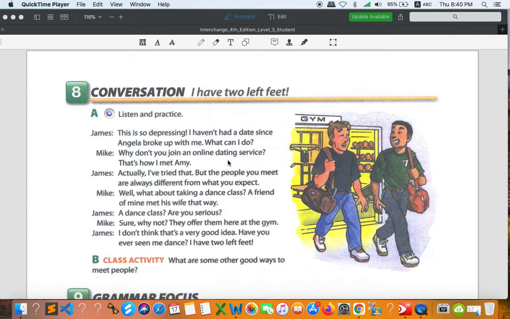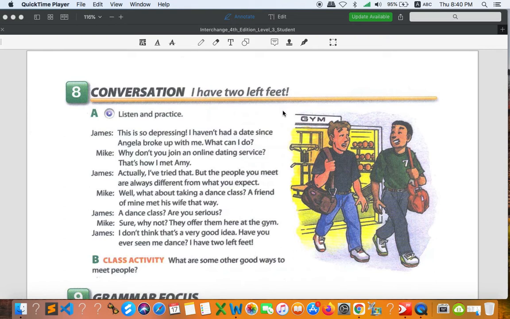Today I am going to finish Unit 9, okay? And before I start the new activity, I'd like to talk a little bit about yesterday's lesson, which is about the listening right here. So I asked you to check this sentence. I have two left feet.